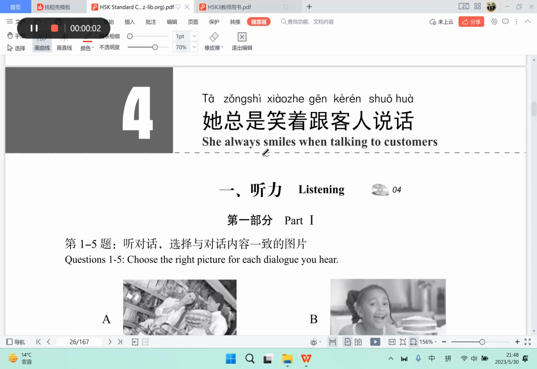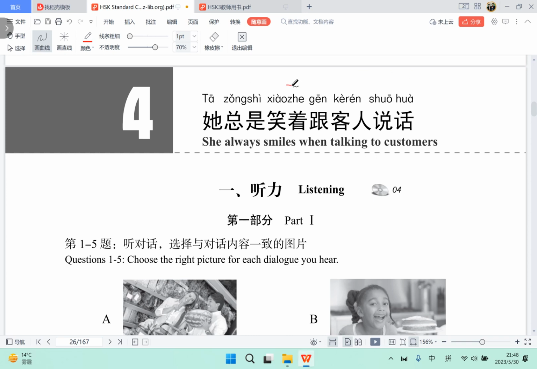你好, and today we are going to check the workbook HSK 3 Lesson 4. And first the title. The title is 他总是笑着跟客人说话. So here are 2 points. The first one is 着.